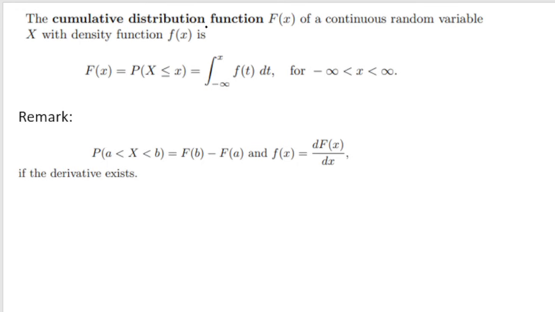Now cumulative distribution function in case of continuous random variable is defined as, the definition remains the same, probability of x less than or equal to x, and in this case we integrate the probability density function from minus infinity to x. It is also an important MCQ question, that in case of continuous probability distribution, if I have to find the probability in an interval a to b, this is F of b minus F of a, where this capital F represents the cumulative distribution function. Okay.